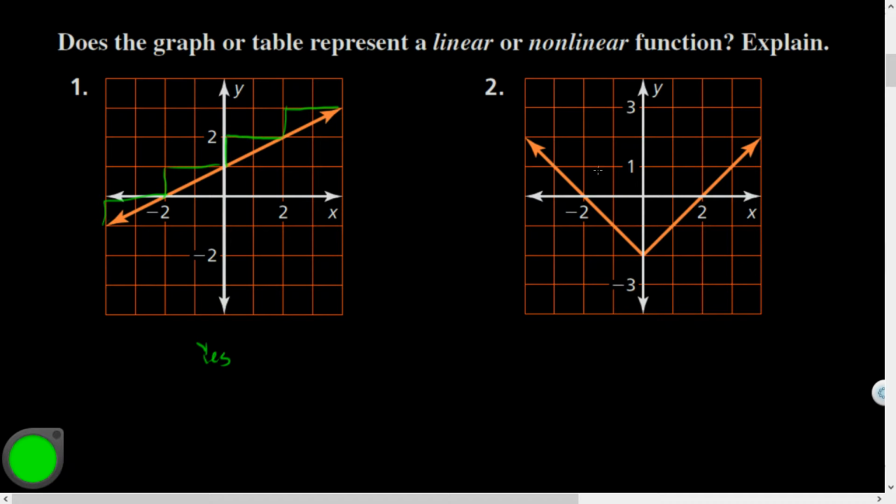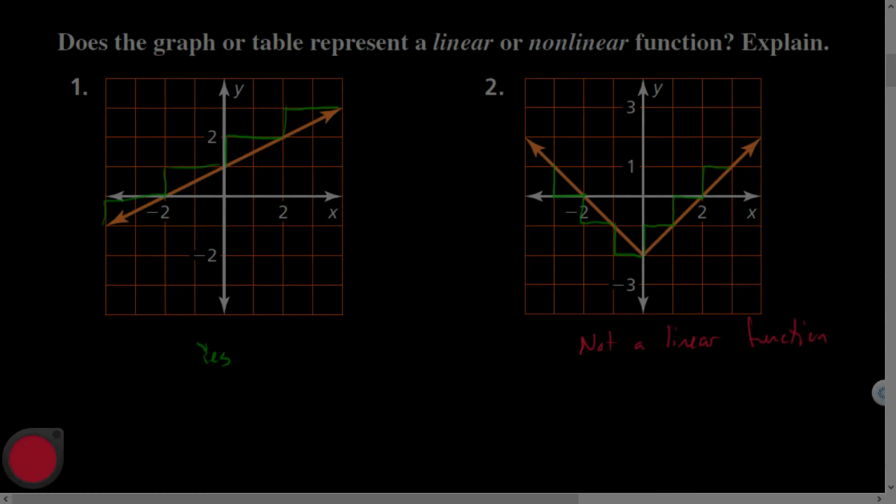Now, how about this one? Is this a function? Yeah, it passes the vertical line test, so it's a function. It has line-looking components in it, except notice it's not constantly steep. On this part, it's up 1 over 1, up 1 over 1, up 1 over 1. But on this part, it's down 1 over 1, down 1 over 1. And so at one point, the slope changed, and so it's not a linear function. This is going to be an absolute value graph that we'll see at the end of the chapter.